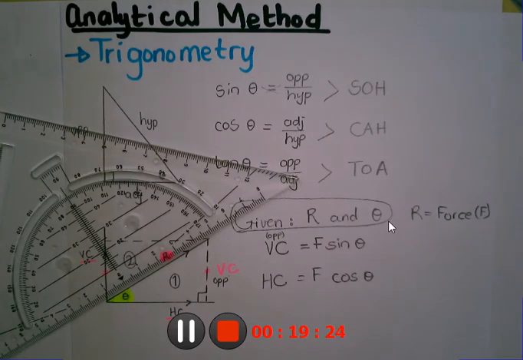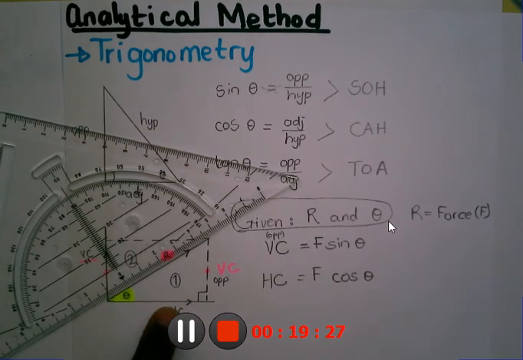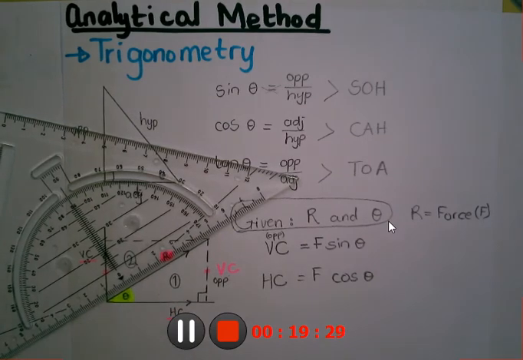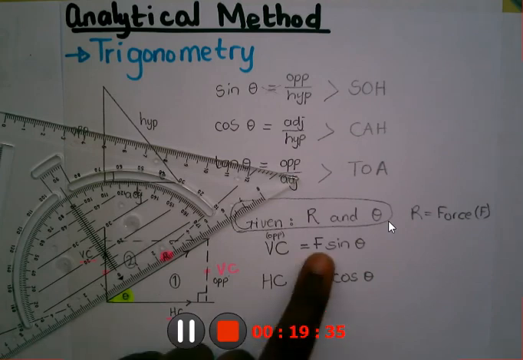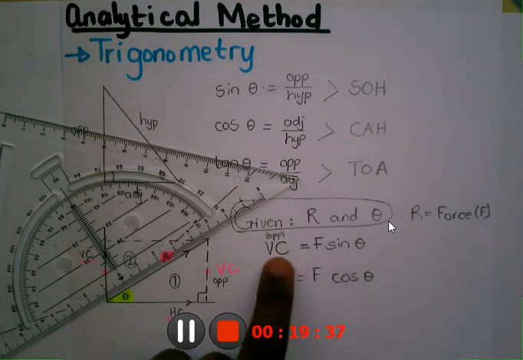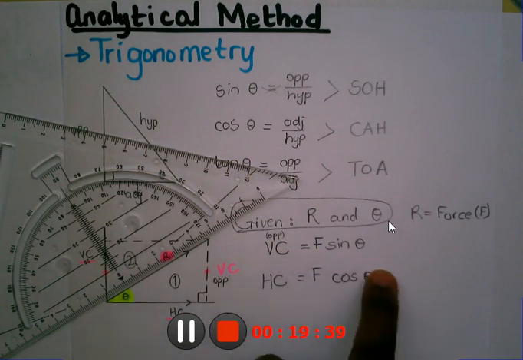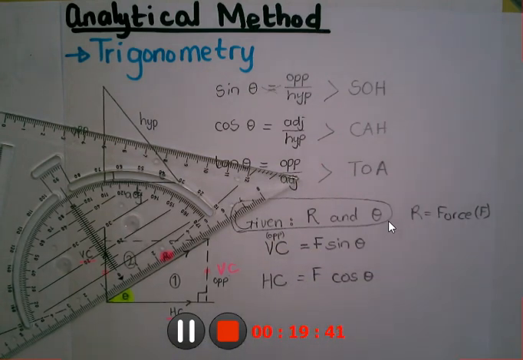If you are given the angle between the horizontal component and the vertical component, it means you are going to have force. For the vertical component, you are going to have force sin theta, and for the horizontal, you are going to have force cos theta. Those are the two formulas that you are going to calculate.